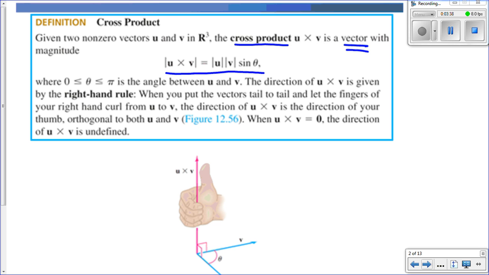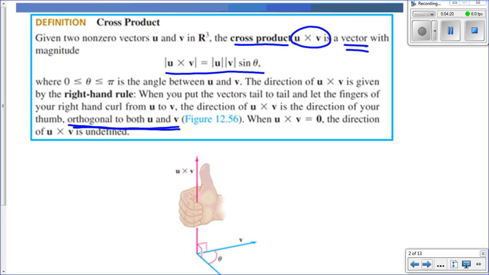To determine the direction of u cross v, we use the right-hand rule. If you took your hand and pointed your fingers down u, and then curled them up so that the fingers were then pointing to v, the direction of u cross v will be in the direction that your thumb is pointing. It will be orthogonal to both u and v. So the cross product is orthogonal to both u and v. Now, if u cross v is 0, then the direction isn't defined. A zero vector is not going to be defined. It doesn't have a direction.